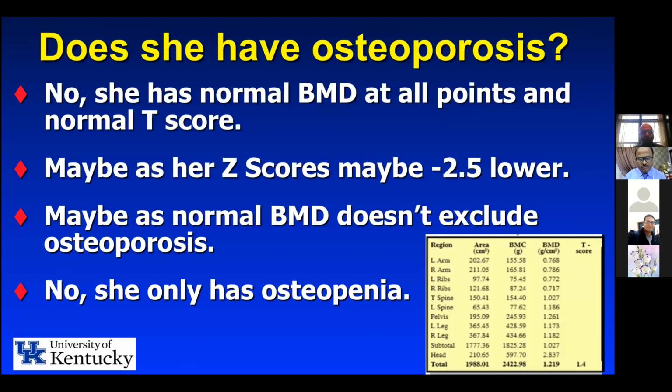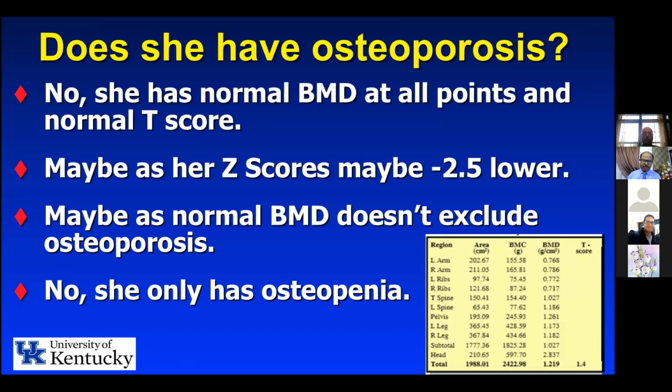Yes. I think it has only osteopenia because the T-score in most of the bones is not less than 1.5 and not less than 2.5. But to say osteopenia, we need -1 to -2.5. And here everything is positive. So the total score is 1.4. It's positive. This means it's normal. Right. I think it is only osteopenia.